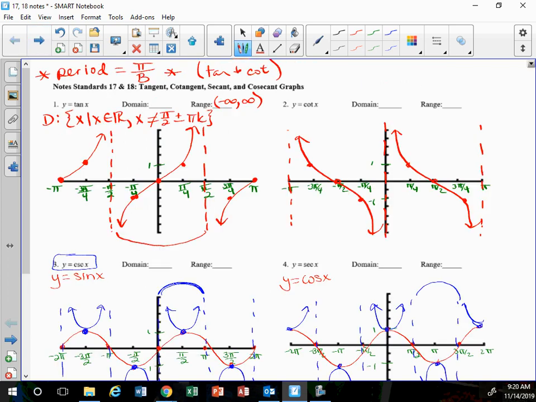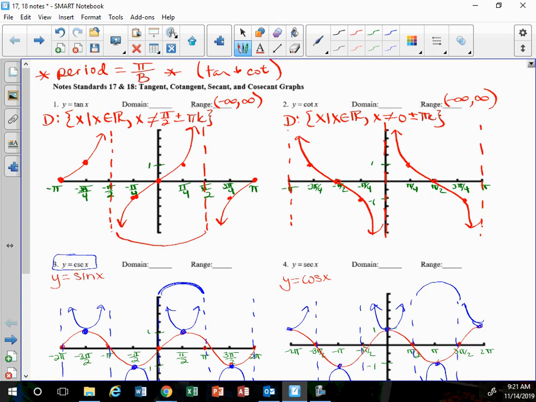If the b value is 1, the period is pi, not 2 pi. Yes, exactly. Okay? All right, what's the domain of this one? x such that x is an element of the reals, but x cannot equal 0 plus or minus k pi. We know the range is always going to be all reals.